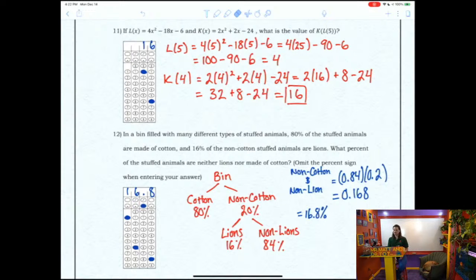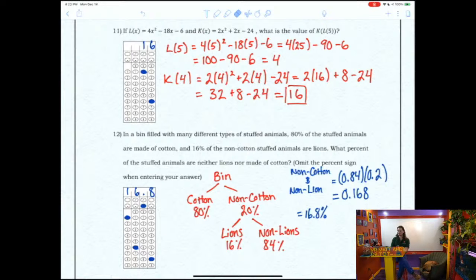Okay, so for number 11, if we're evaluating from the inside, L of 5, we're using 5 as an input value in the function L of x, so we're going to get 4 times 5 squared minus 18 times 5 minus 6. 5 squared is 25, 4 times 25 is 100. 18 times 5 is going to be 90, so we're going to end up with 100 minus 90 minus 6, that will give us 4.